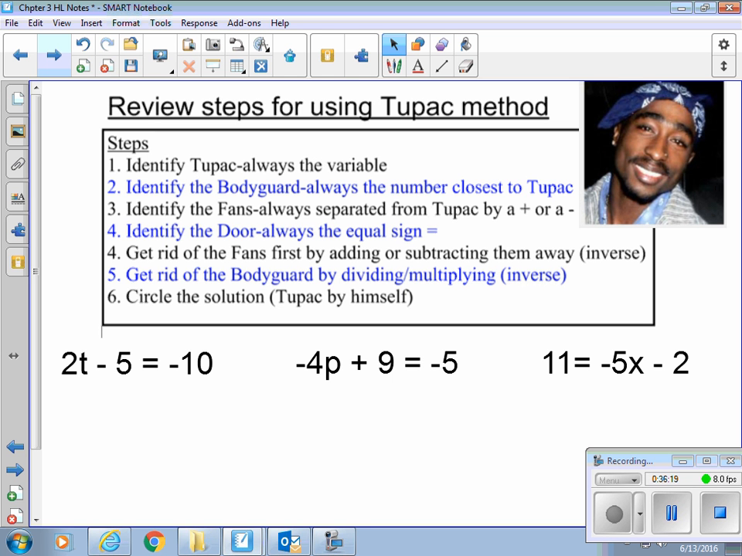So here's just 3 more examples of two-step equations. Looking at these two-step equations, here's Tupac, my variable. This would be my fans. And here is my bodyguard. Call it BG for bodyguard. Alright, and T for Tupac, he's our famous person.